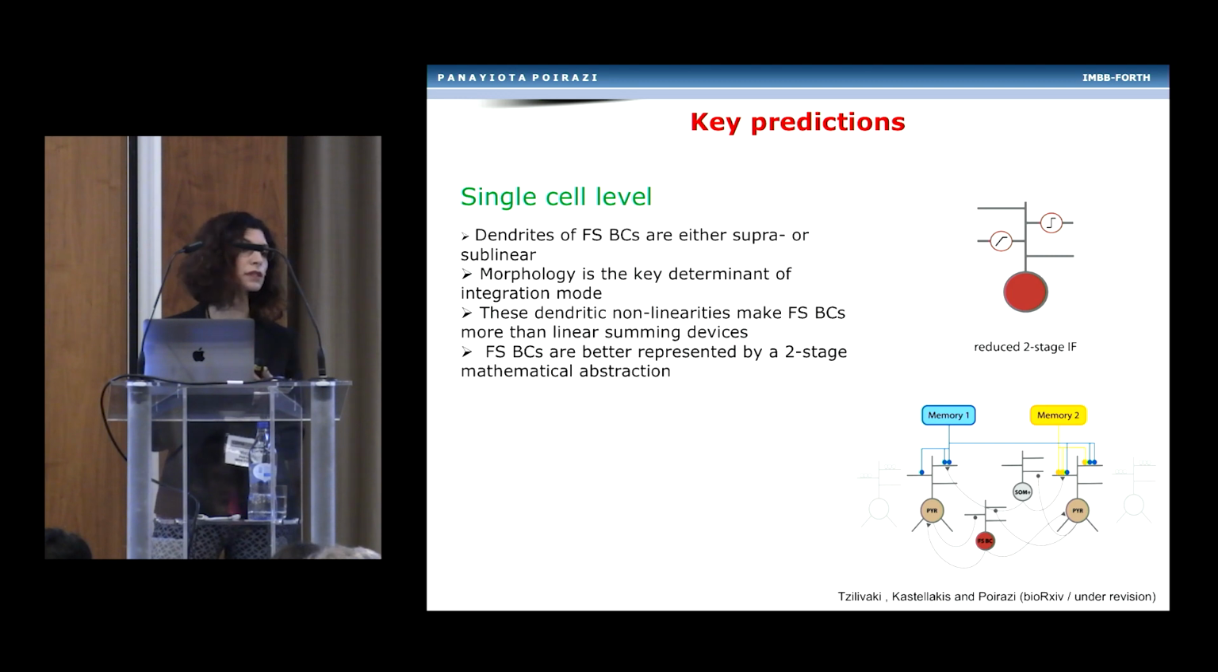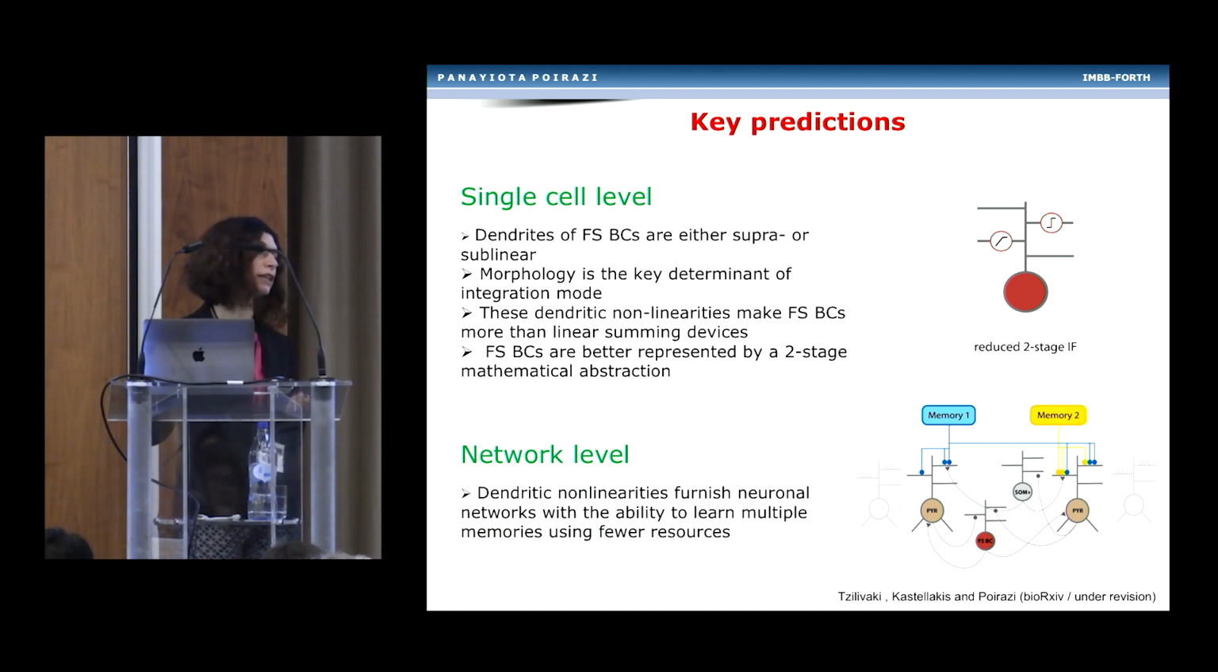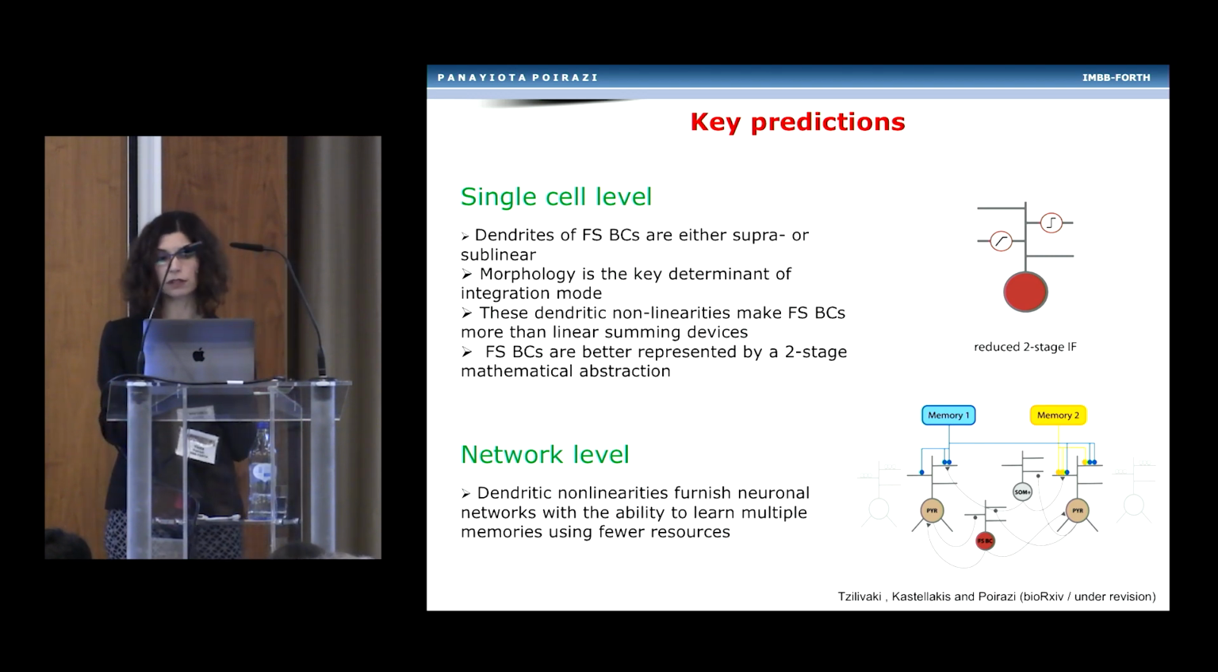And we suggest that a 2-stage nonlinearity, or a two-stage artificial neuronal network, is a better description, a better abstraction for these interneurons than the linear point neuron. And at the network level, these nonlinearities allow associative areas to learn information by using fewer resources.